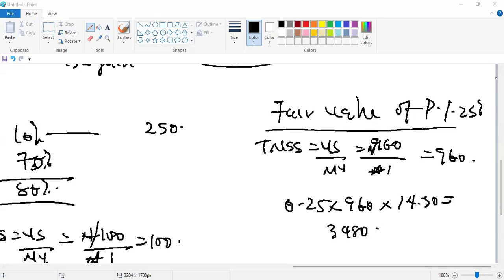Any issue before we go to the second one? Any issue?